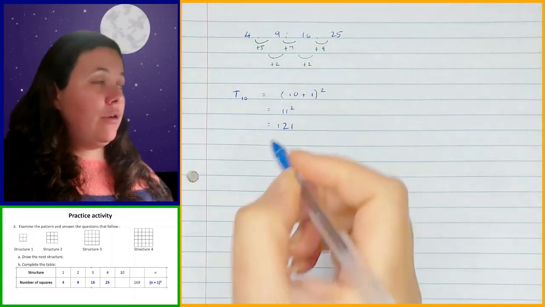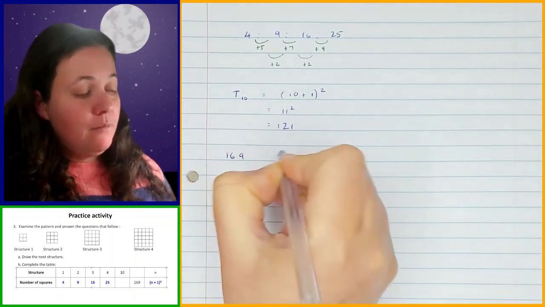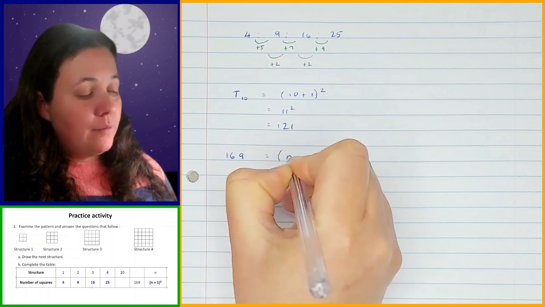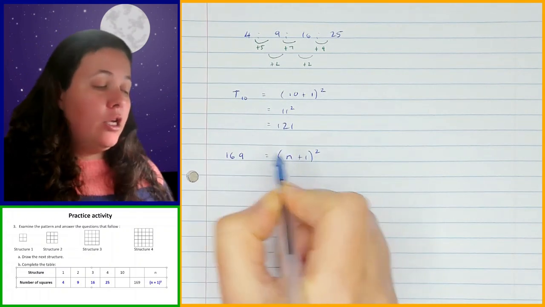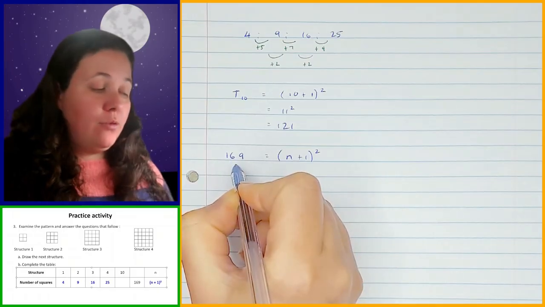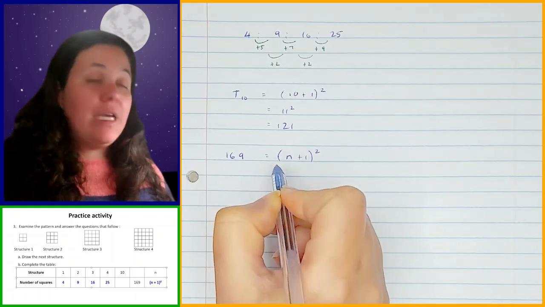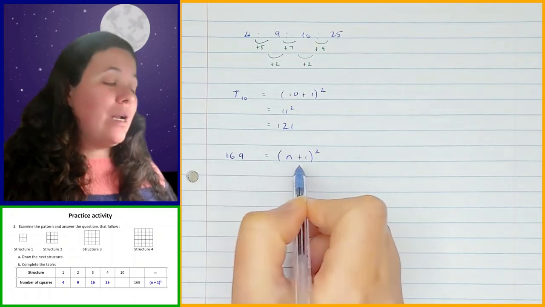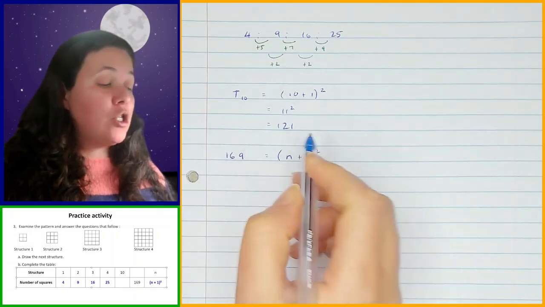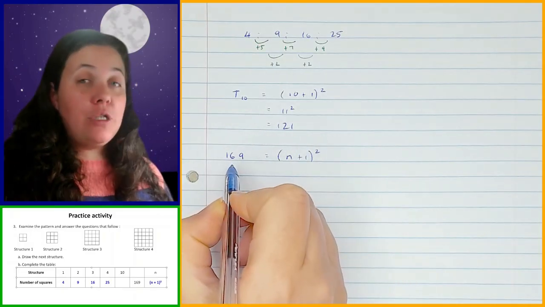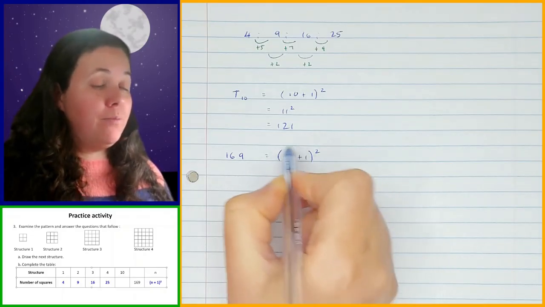And then for our structure that's equal to 169, we need to know, first of all, what must I square to get 169? And then, what is one less than that to get n? To get what I must square to get 169, I need to square root the 169 to go backwards. So the square root of 169 is 13. So 13 is what this whole bracket should be equal to.